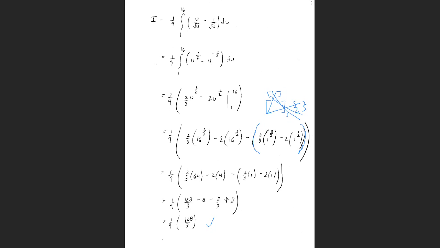All right. So my integral is going to be 1/9 times 108/3, and that's going to equal 4. So that's the answer. And we would have never gotten it without doing a substitution. That's what we are doing, finding explicit answers.